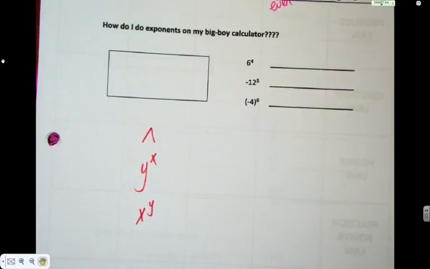Remember, you can't use a device that can transmit messages during a quiz or a test, so make sure you have a regular, plain old calculator.